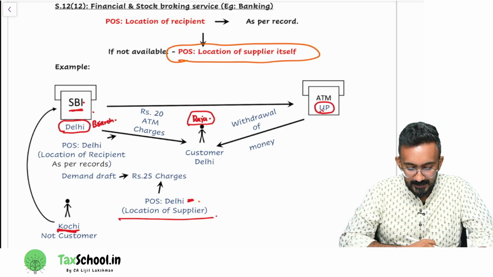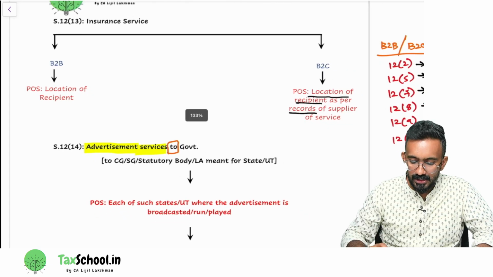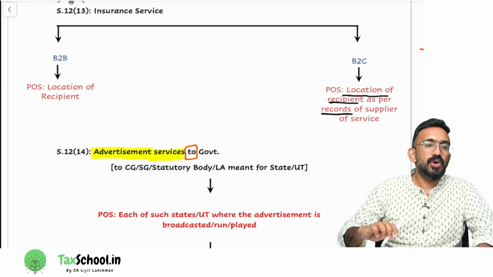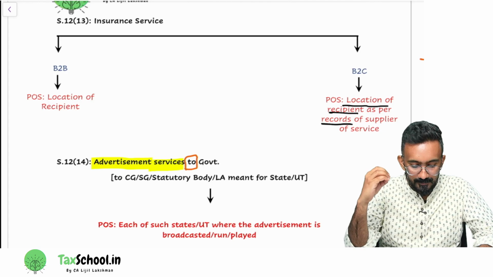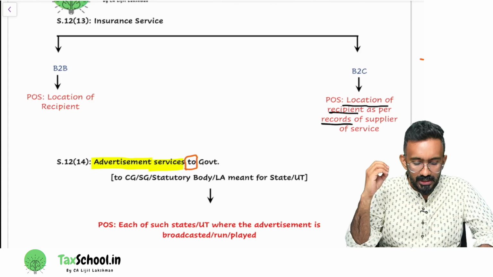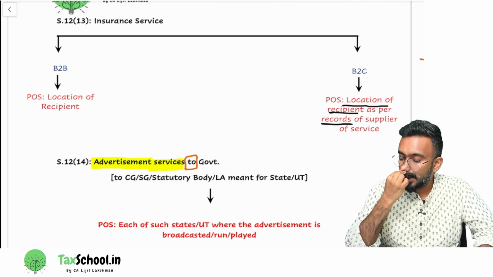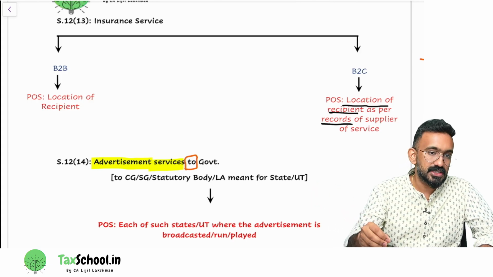You guys understanding this? Okay. 12 subsection 13. Again, you have this split called B2B, B2C. If it is B2B, what is the service that is mentioned in 12.13? Insurance service. In insurance services, if it is B2B, place of supply would be the location of the recipient, and if it is B2C, place of supply would be the location of the recipient as per the records of the supplier of service.